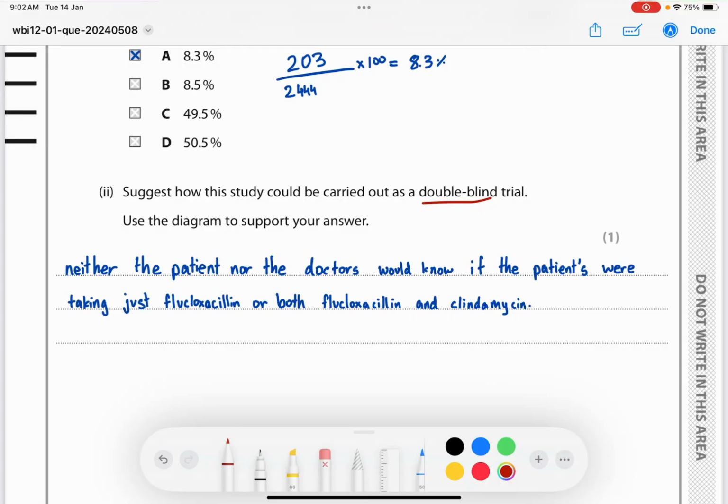Clindamycin, you guys, I'm tired. Please don't. You guys understand what I'm saying.